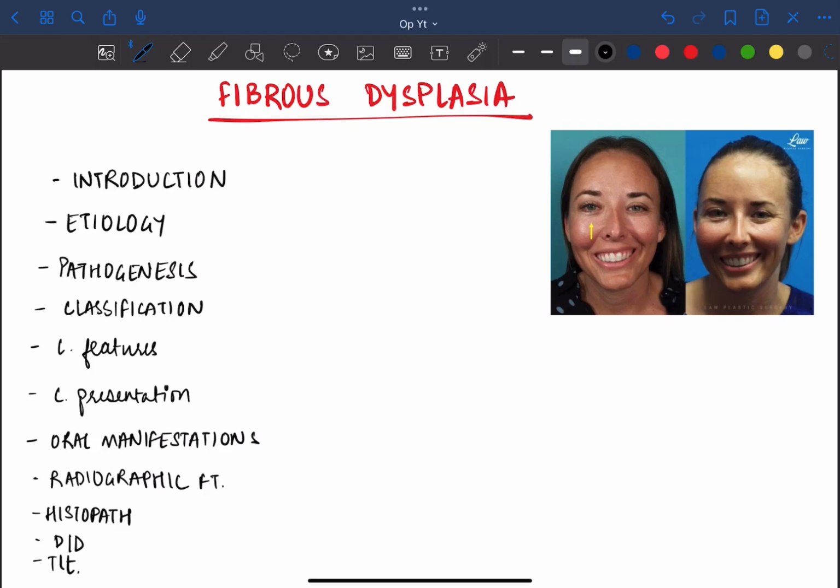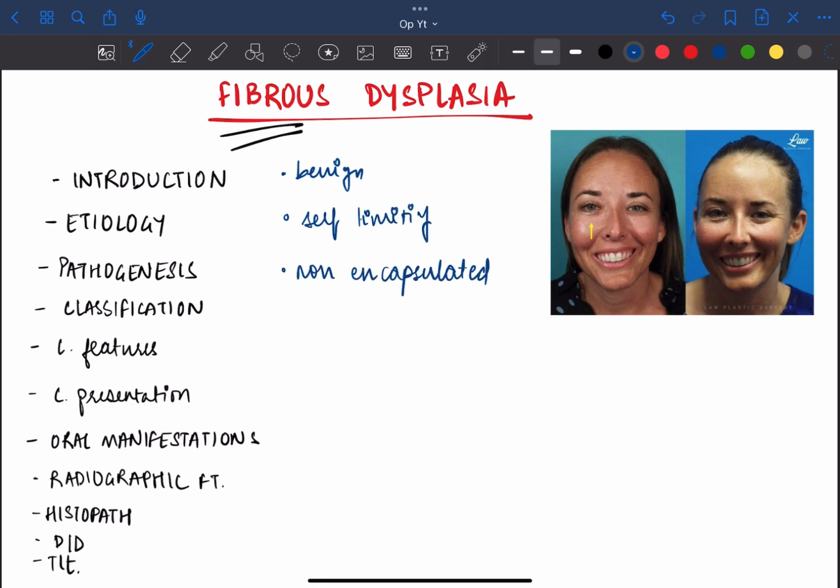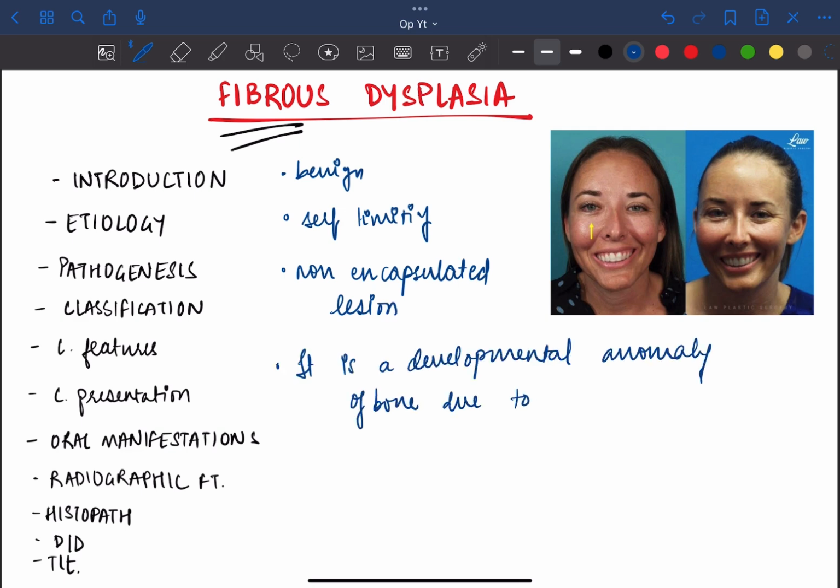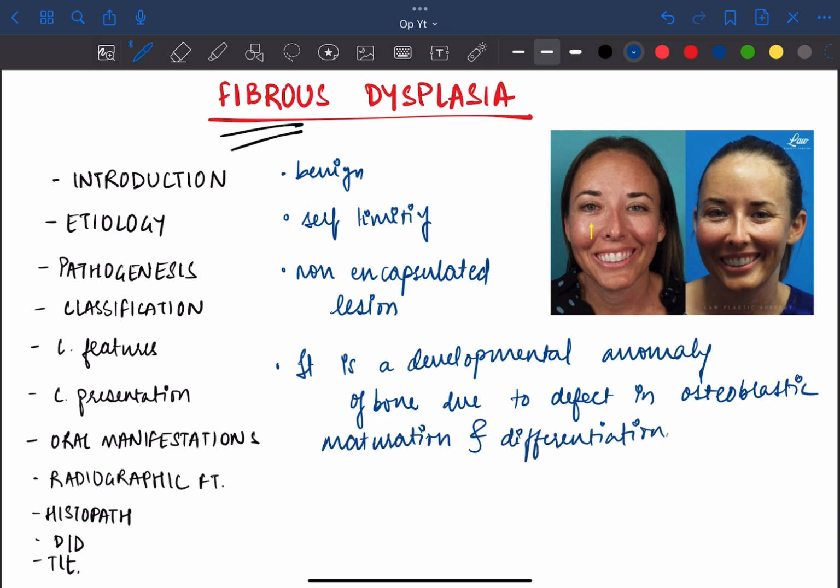Starting with fibrous dysplasia, and we'll cover the following topics. What actually is fibrous dysplasia? It is a benign, self-limiting, non-encapsulated lesion. It is a developmental anomaly of bone due to defect in osteoblastic maturation and differentiation. We know that osteoblast is the cell that makes the bone.